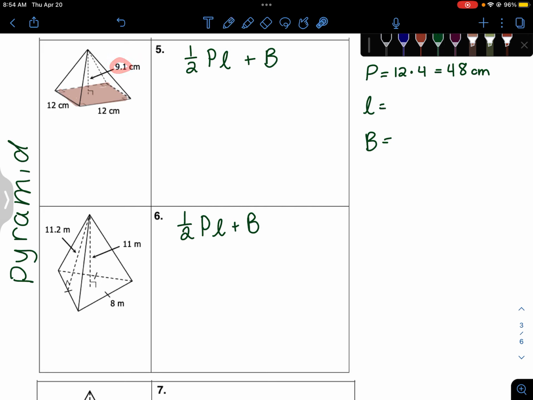Now, 9.1 is referring to the height of the pyramid, how tall it is from apex to base. Right now, we do not know the length of our slant height. We will need to use Pythagorean theorem to find it. But I do have all the tools that I need to find the area of the base, the area of this square. To find the area of a square, we're going to do length times width, where the length of my square is 12 and the width of my square is 12. So the area of my square is 144 square centimeters.